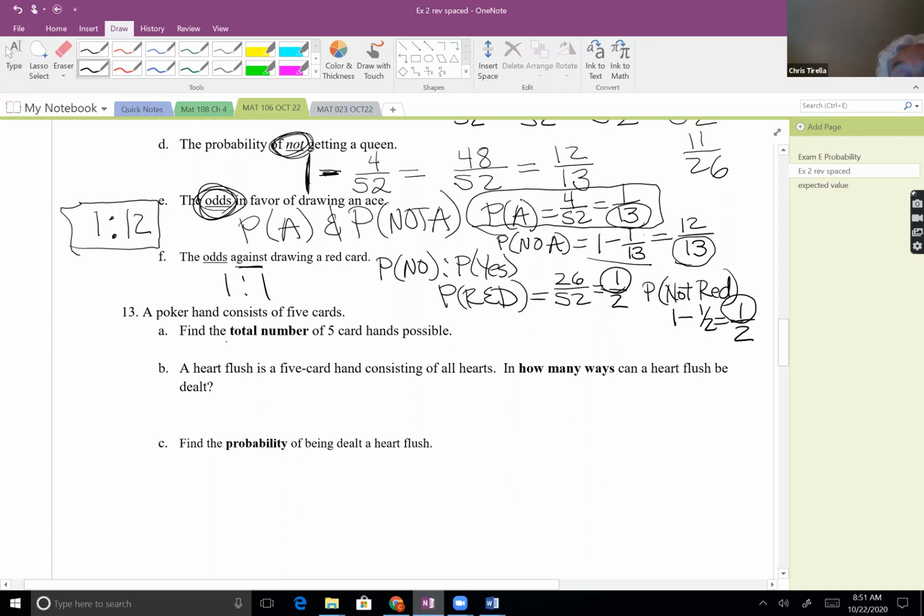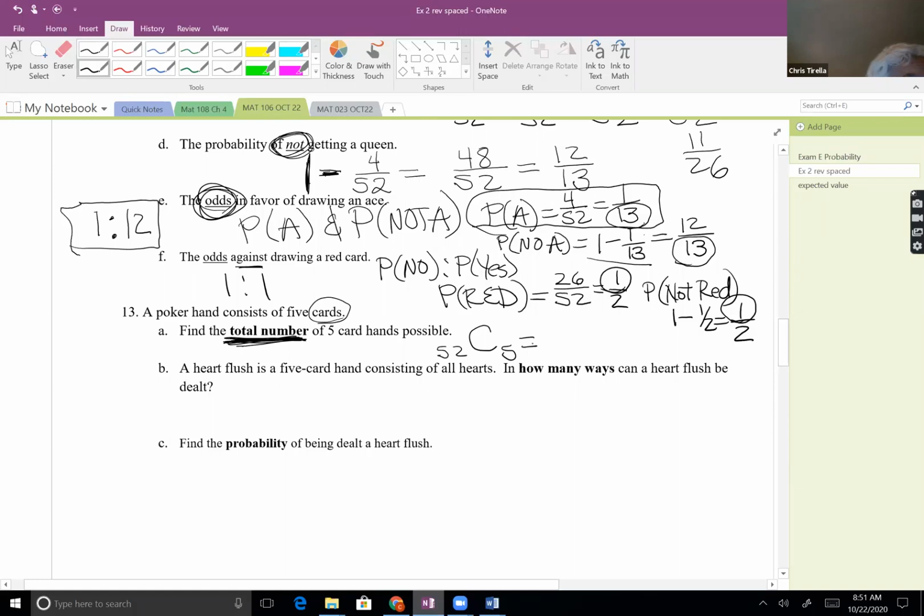Next question, we're asking for a number. So I know my answer is a whole number. It's cards. And we said that with cards, order usually does not matter. So it's a combination. 5 card hands possible. There's 52 cards and I want 5 of them.